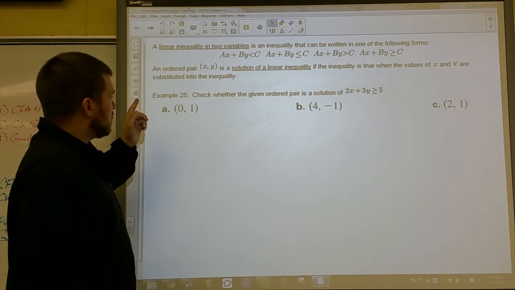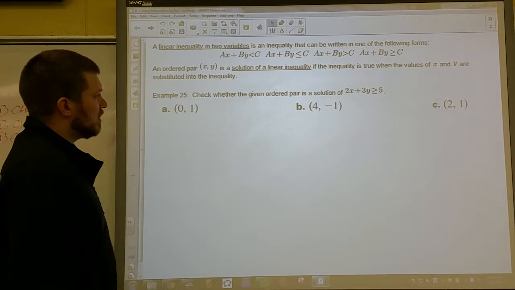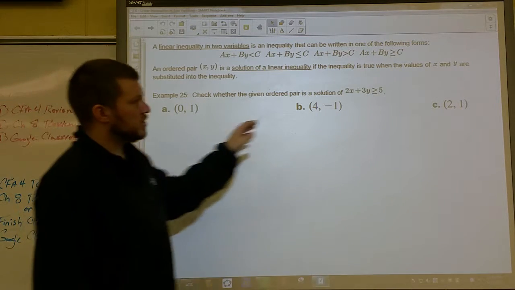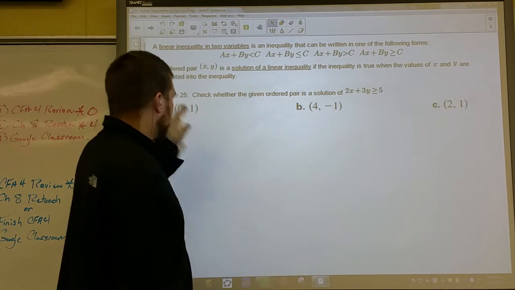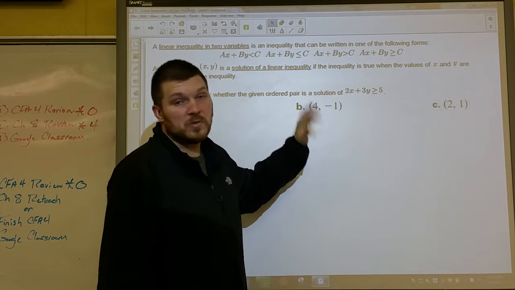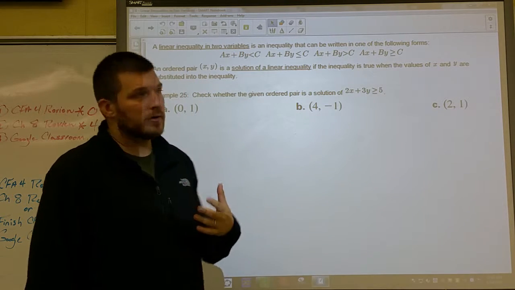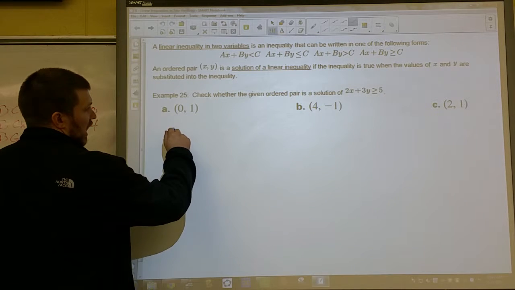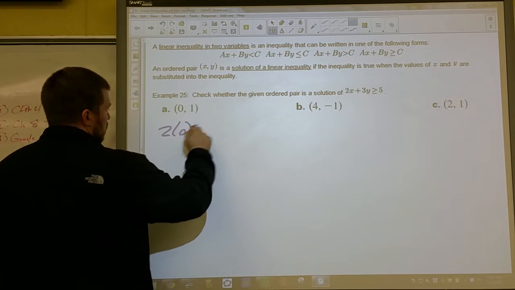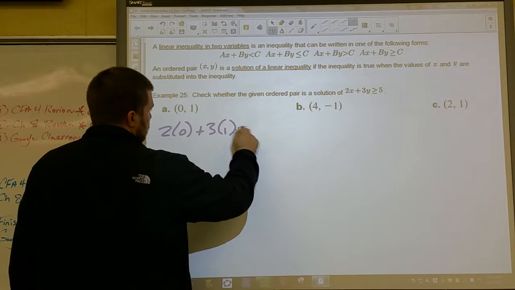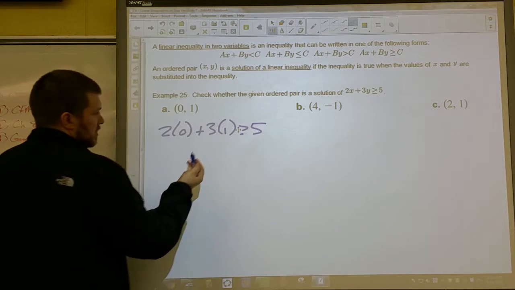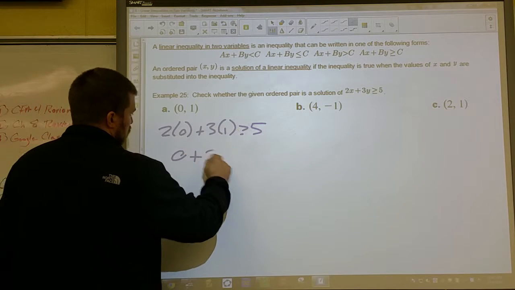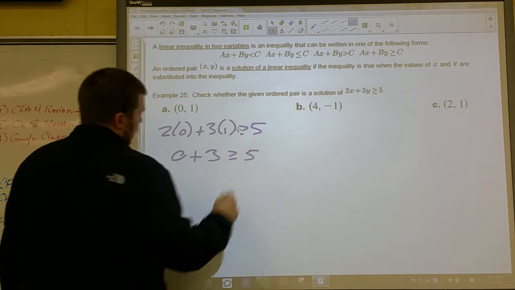What we want to do now is check whether or not the ordered pair is a solution of 2x plus 3y greater than or equal to 5. We're going to check each of these ordered pairs by simply plugging in. Everywhere we see an x, plug in. Everywhere we see a y, plug in. It's supposed to be greater than or equal to 5. I'm going to do the first one in blue. So I have 2 times 0 plus 3 times 1, greater than or equal to 5. Let's clear it up as much as we can. 2 times 0 is 0, plus 3 times 1, greater than or equal to 5.